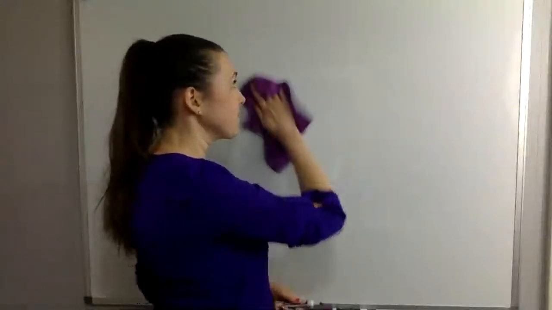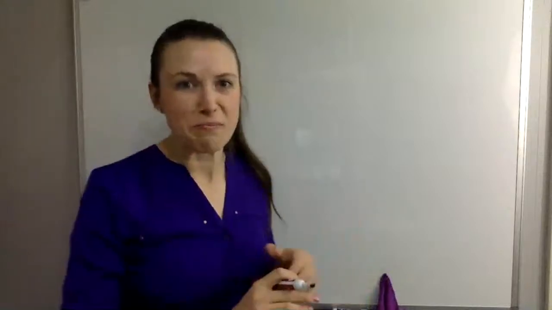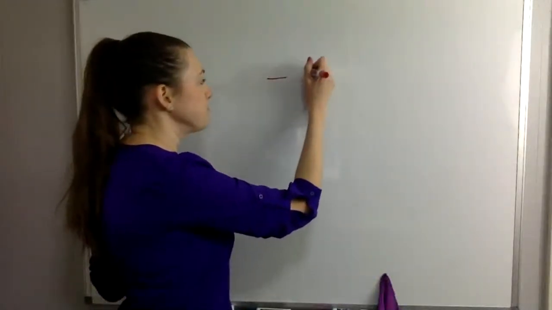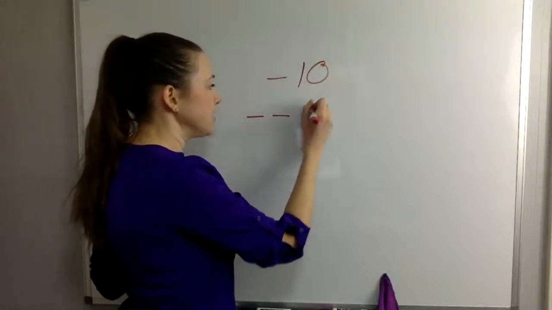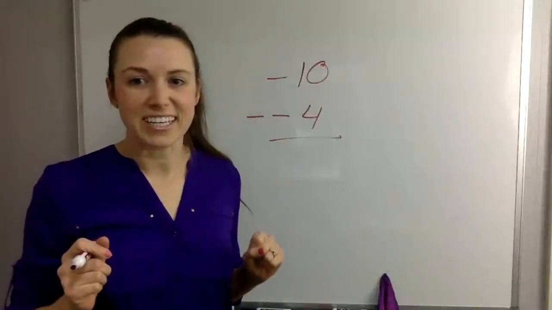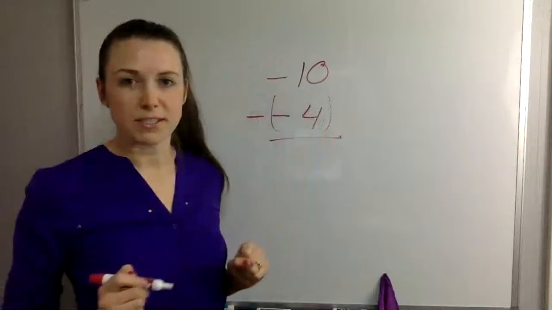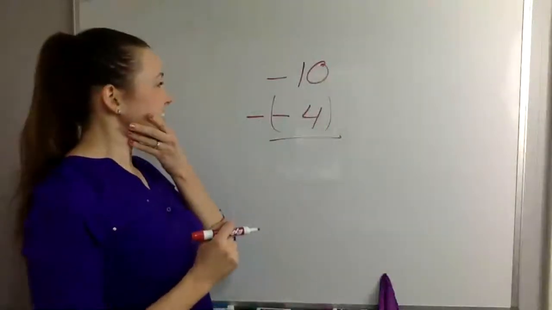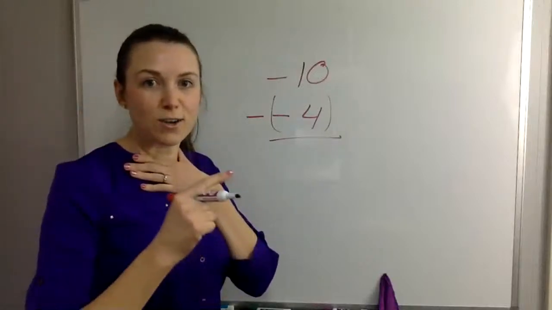Okay, last one. Last one that I do, and then we're going to do what you guys want to do for our last one. This time we're going to say negative 10 minus a minus 4. Type in the chat, what's the answer? Mathematicians don't like the signs next to each other. What's the answer? Negative 10 minus a minus 4.